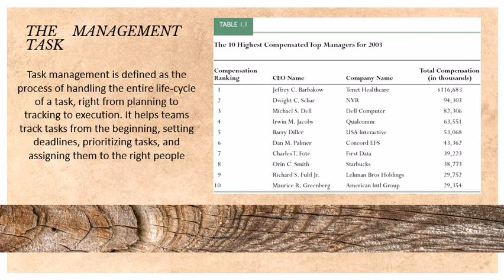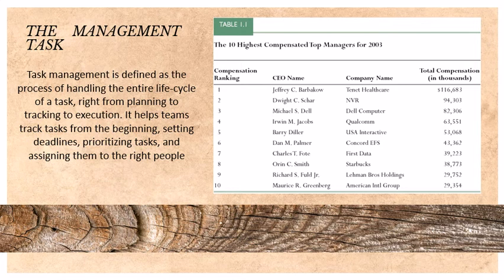So if you will notice, we are familiar with the Dell computer and the Starbucks. So with the highest compensation of $116,683, so the rank 1 si Jeffrey, no? Sa healthcare. So ibig sabihin, nasa industry siya ng safety or health, no? We have the top 10.